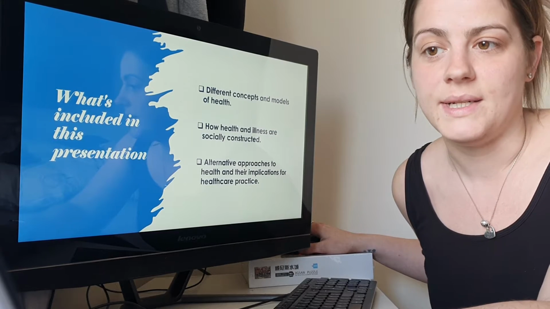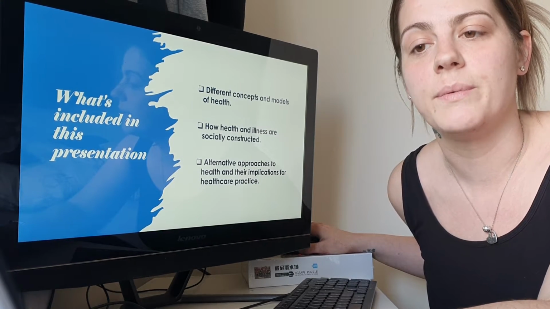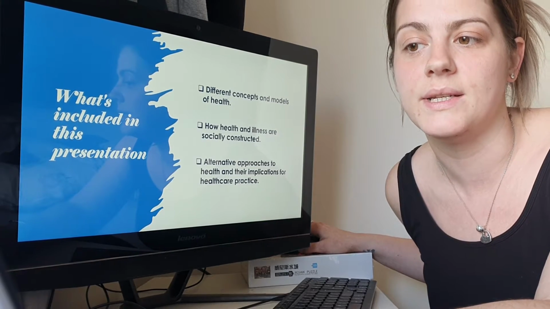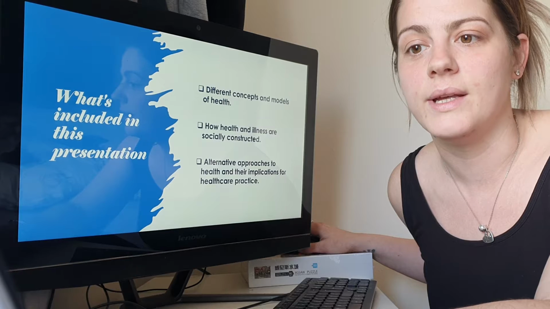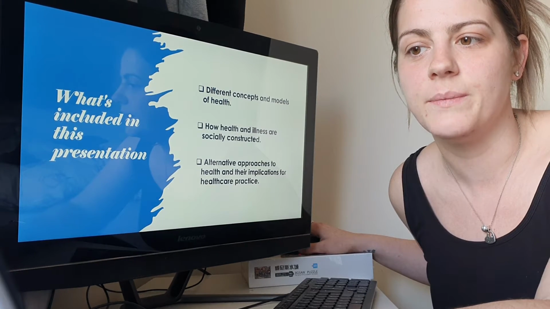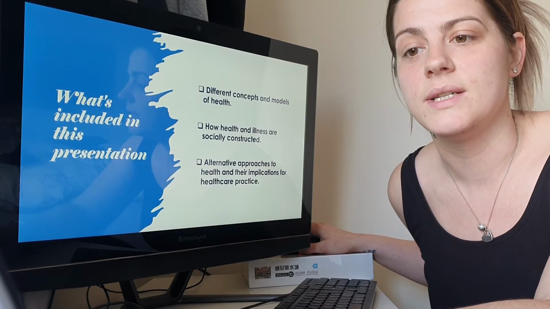I will also identify alternative approaches to health and explain their implications for healthcare practice. I will be giving examples of complementary and alternative medicine, explaining why and how these are used in the different approaches to health, their physical benefits and psychological effects, as well as their advantages and criticisms.